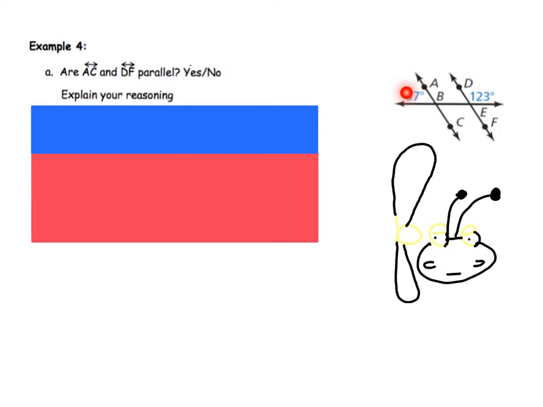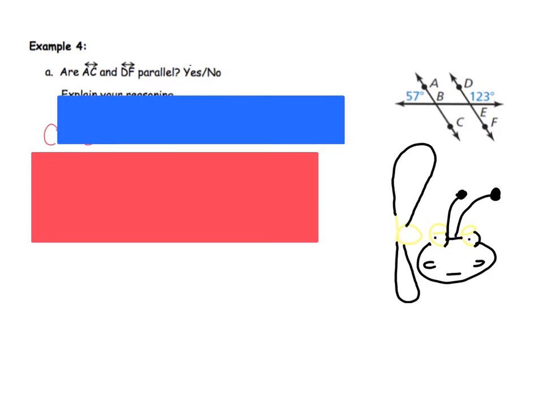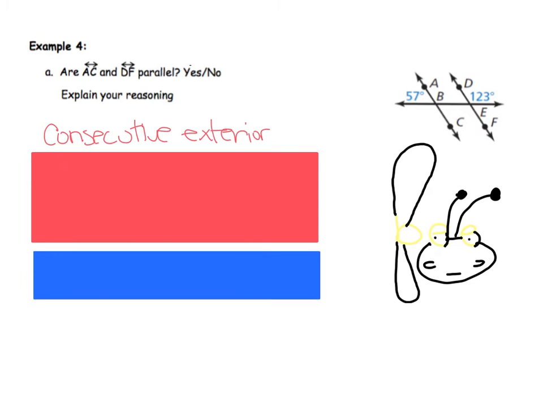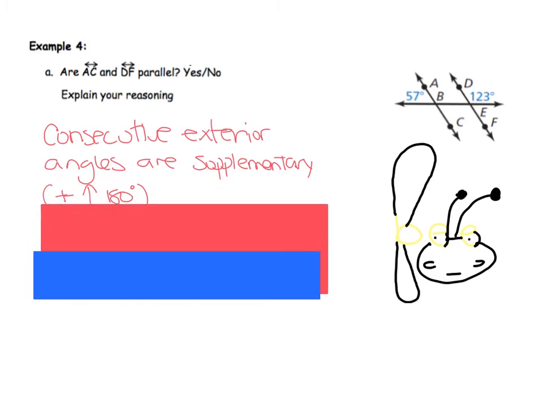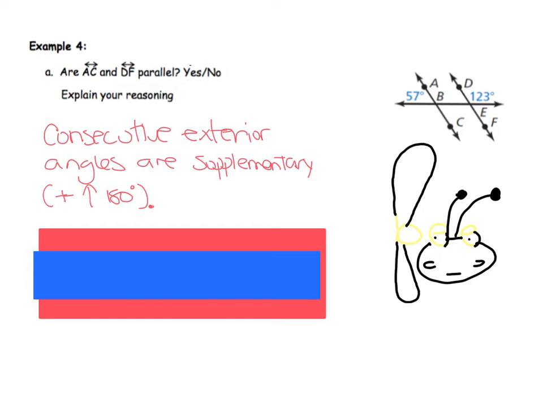So hopefully you guys see that this is a consecutive exterior, and we know that consecutive exterior are supposed to add up to 180 degrees. So if we add 123 plus 57, do we get 180 degrees? Hopefully you are saying yes, because that is true. So therefore, because that is true, we can actually state that line AC is actually parallel to line DF.